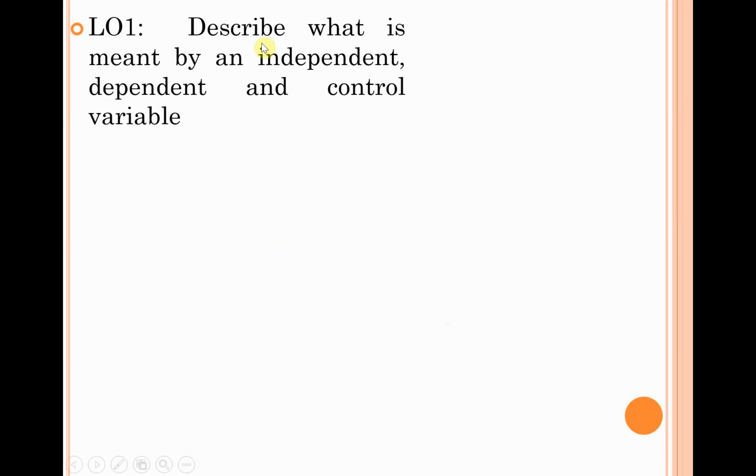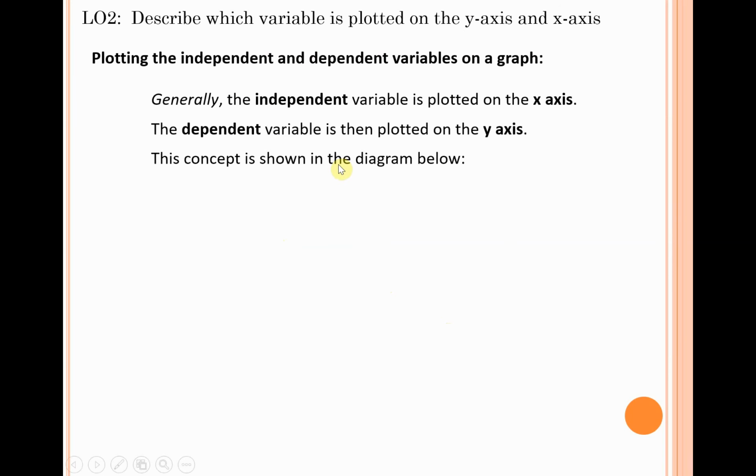And that quite simply ticks off the first learning objective. You can describe what's meant by the independent, dependent and control variables. Now, the next learning objective, we're going to try and see which variable is plotted on which axis. So plotting the independent and dependent variables on a graph.